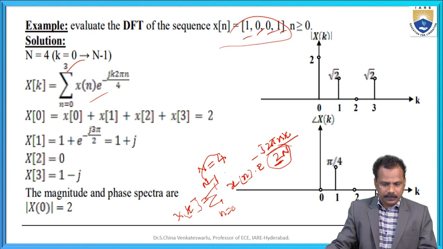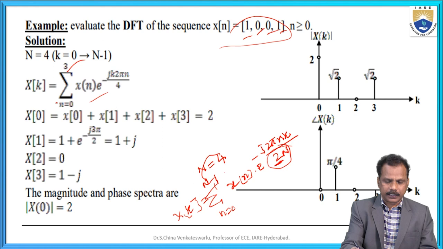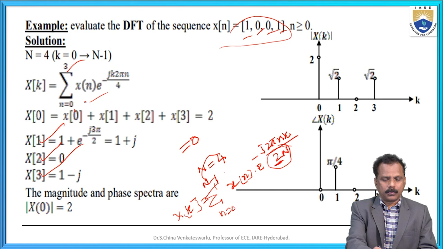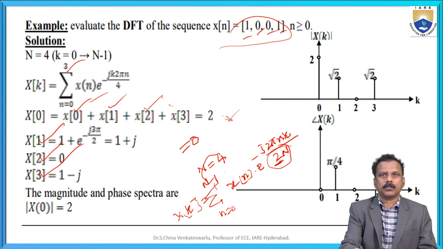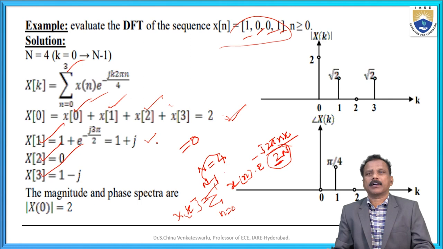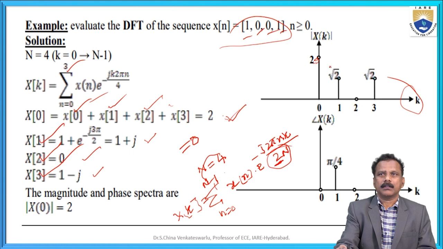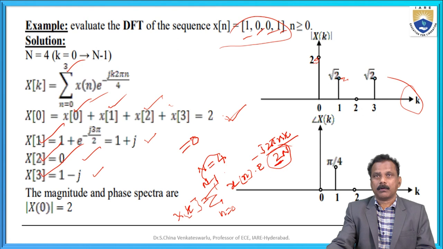Going on substituting for k equal to 0, k equal to 1, k equal to 2, k equal to 3, and so on, we get X of 0 equal to 2, X of 1 equal to 1 plus j as per the twiddle factor, X of 2 equal to 0, and X of 3 equal to 1 minus j. With k versus X of k, we need to verify the magnitude and phase spectra of X of 0 and so on.